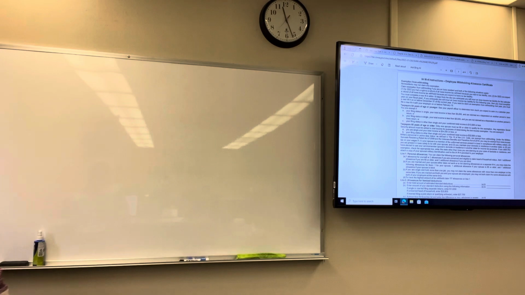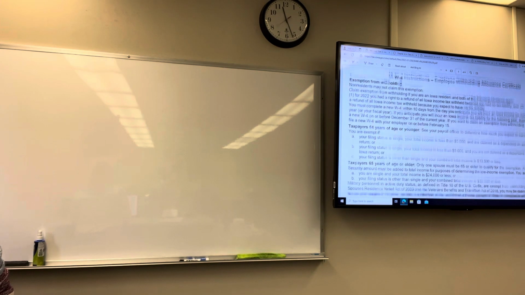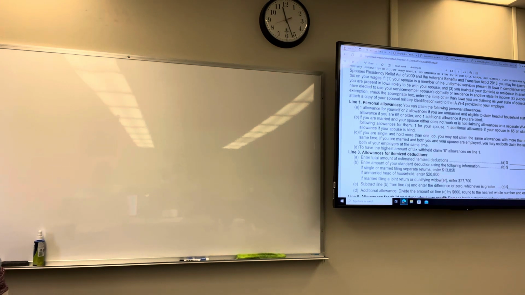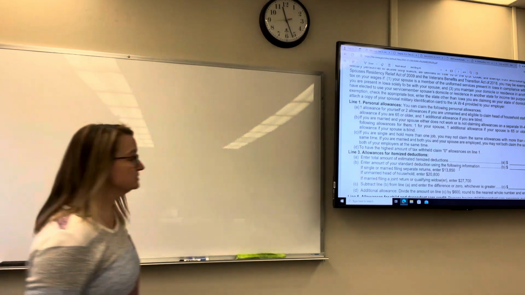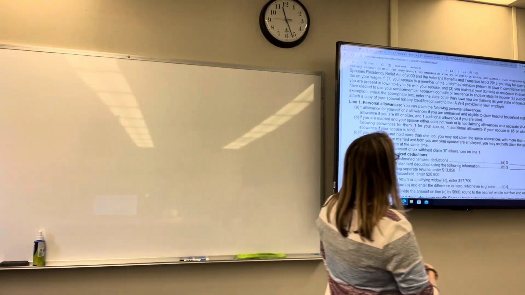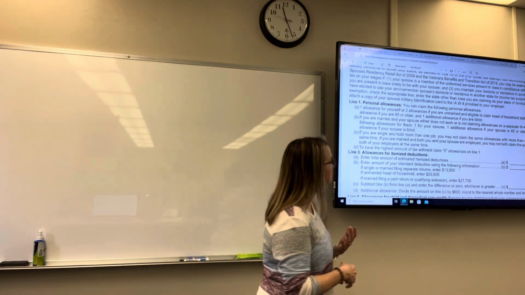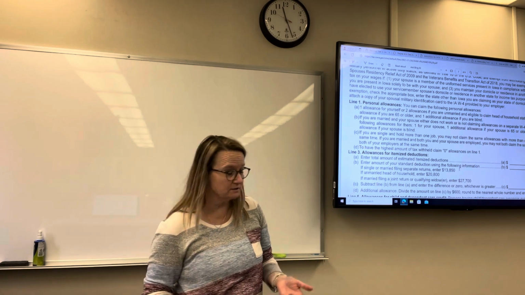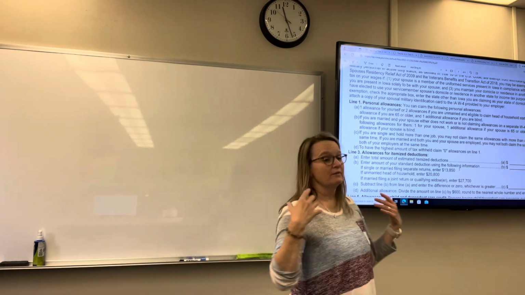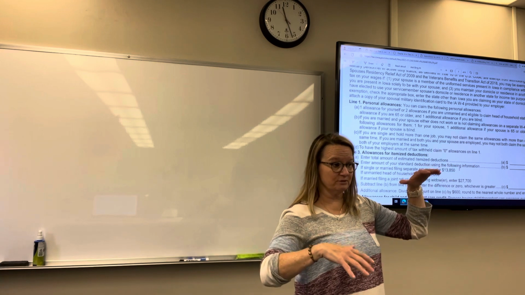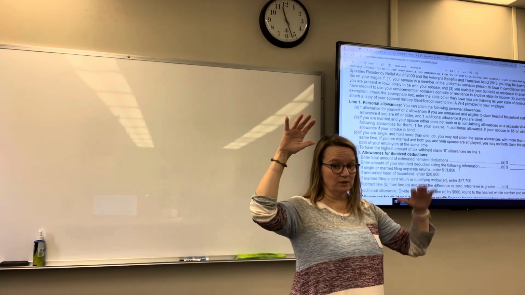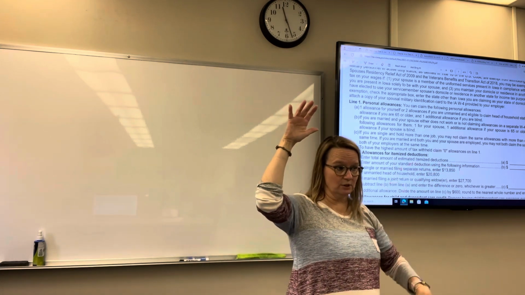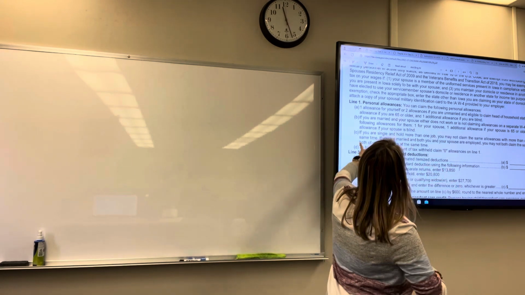Let me see if I can make this a little bit bigger here. There we go. So you can claim the following personal allowances: 1 for yourself, or 2 if you are unmarried and eligible to claim head of household status. So there's 2 allowances. Remember, there's an inverse relationship between allowances and withholding. So the higher the allowances, the lower the withholding is going to be.